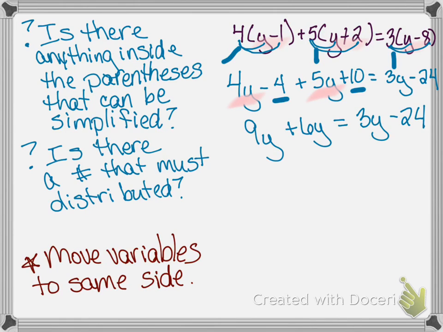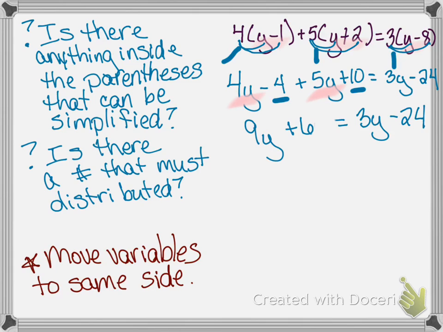Okay. At this point, that's, whoops. It's not 6y, is it? There we go. 9y plus 6 equals 3y minus 24. At this point, now we get the y's on the same side.